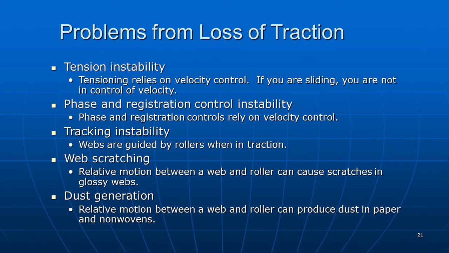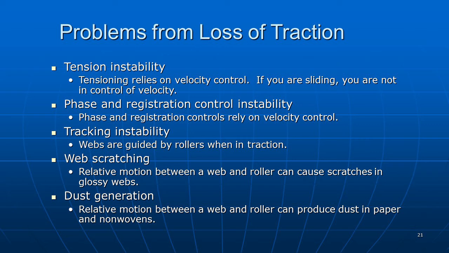Tracking instability. Webs are guided by the rollers only when they're in traction with the rollers. Again, we follow the right angle rule where the web approaches the axis of the roller at right angles when it's in traction. If it's sliding on a roller, it's free to go wherever the forces of nature push it. And so it can go to the left, it can go to the right, it can do whatever. It's just like your car when you get on ice. It goes where the forces of nature guide it, which is usually downhill. And so you need traction to maintain your tracking stability.